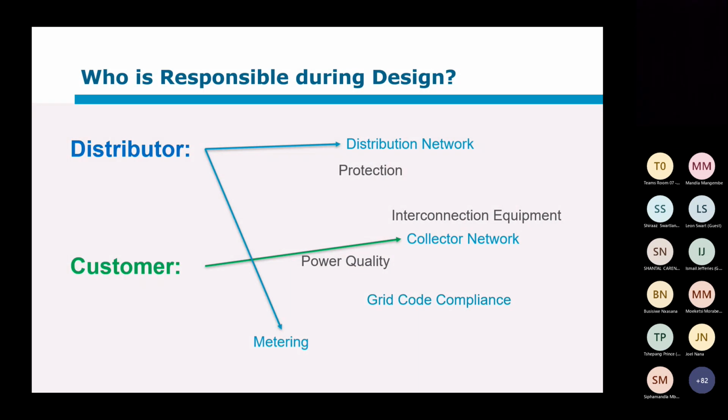Next up, grid code compliance. Who's responsible during the design phase? I see a C and then I see both. Few C's. Distributor. Okay. During the design phase, grid code compliance is the customer's responsibility. The distributor can look at it and they can also have discussions, but the customer is always responsible for the grid code compliance.